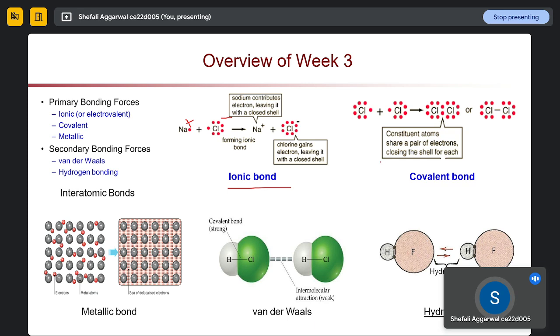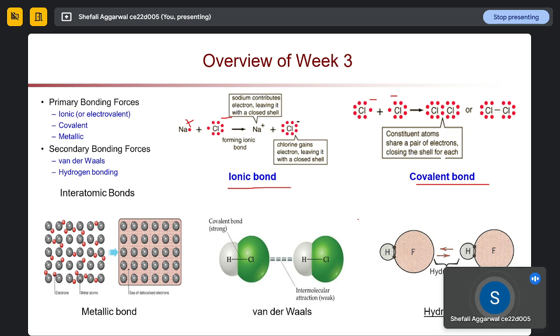Second thing is covalent bond. Covalent bond means sharing of electrons. Here we are transferring electrons, there we are sharing electrons between two similar atoms. So both chlorine atoms can gain one electron. When they share these electrons, the valence electron cloud is full, and at that point we are telling it is a covalent bond. It means they are sharing electrons between similar atoms.